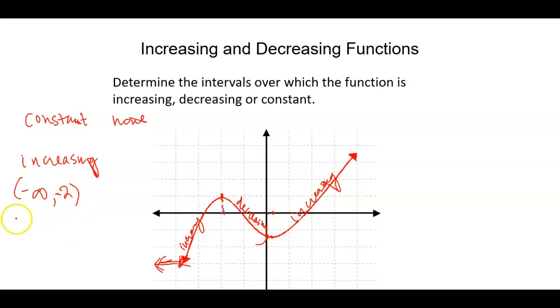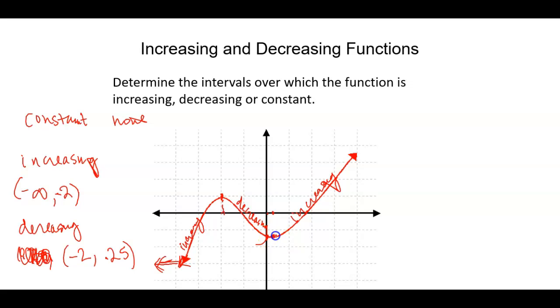So we could say decreasing from negative 2 to 0.25. And actually, when we're doing increasing and decreasing, I forgot this on the last slide. We don't need to worry about square brackets or round brackets. If you're just talking about increasing or decreasing, you're just going to use round parentheses every time. You don't need to worry about the endpoints on increasing and decreasing.